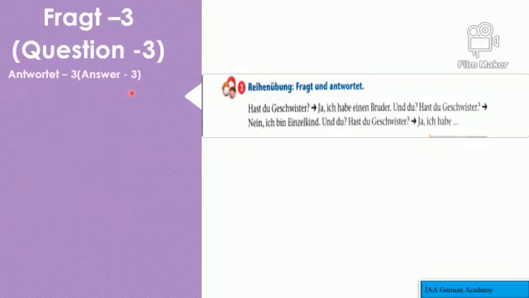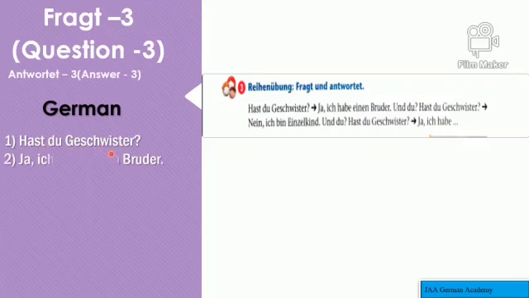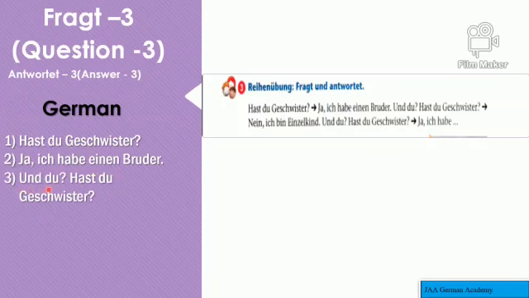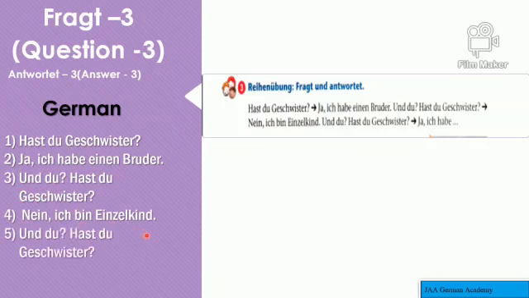Antworten 3, answer 3. In German. First, hast du Geschwister? Second, ja, ich habe einen Bruder. Third, und du, hast du Geschwister? Fourth, nein, ich bin Einzelkind. Fifth, und du, hast du Geschwister? Sixth, ja, ich habe eine Schwester.